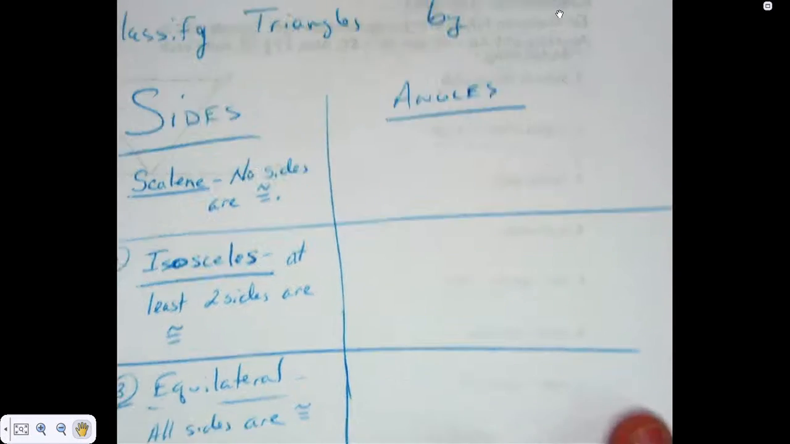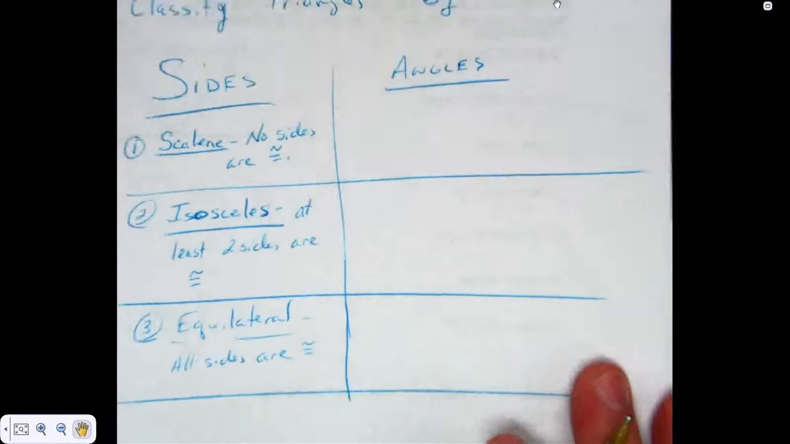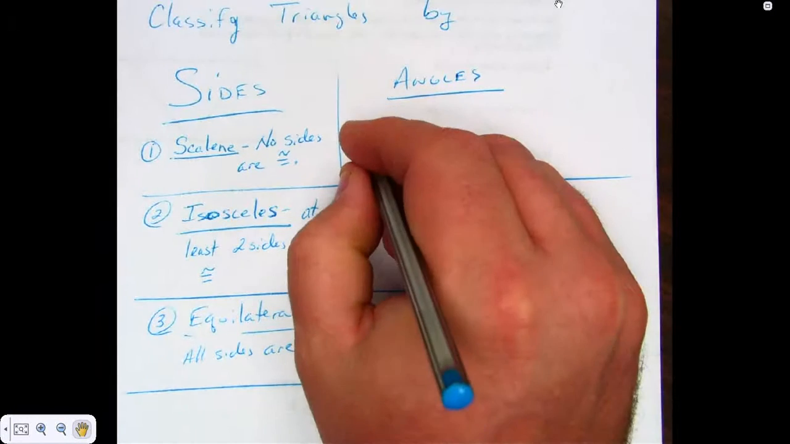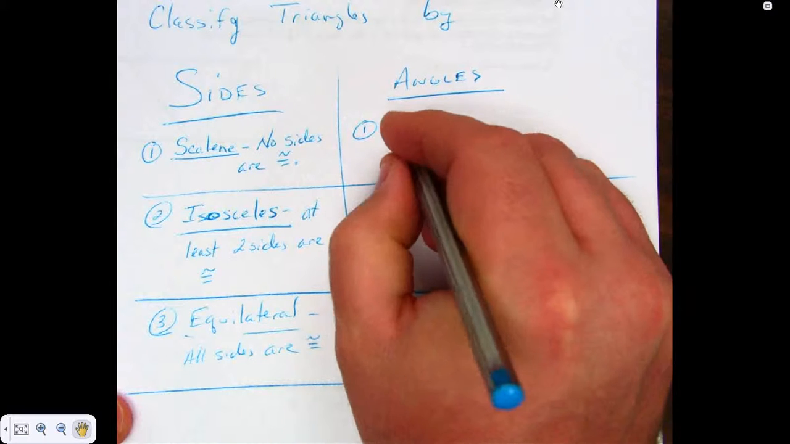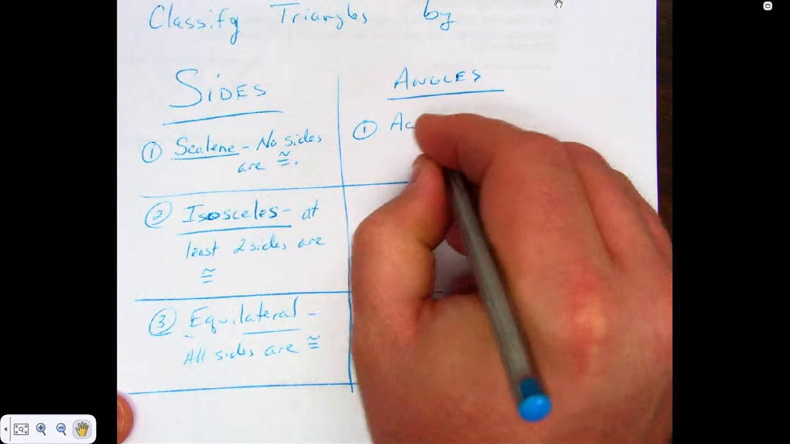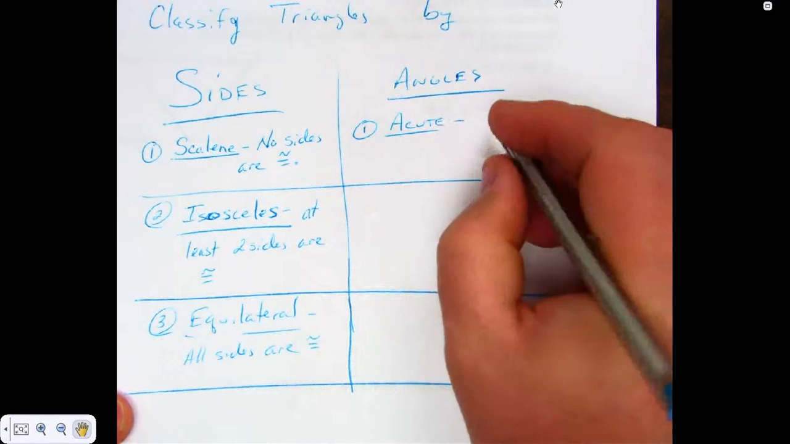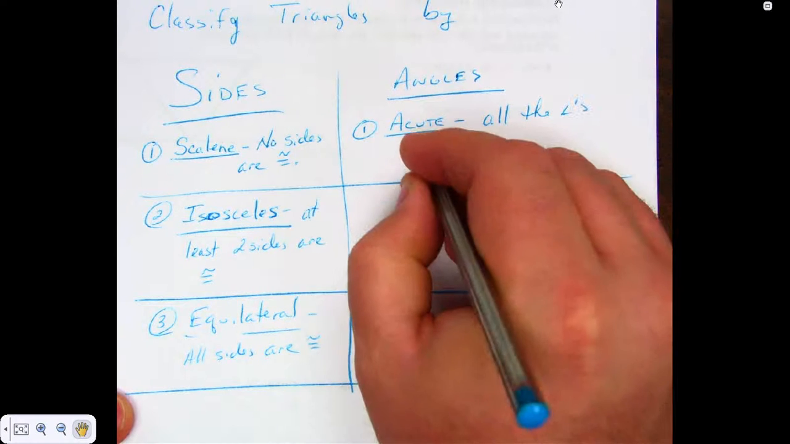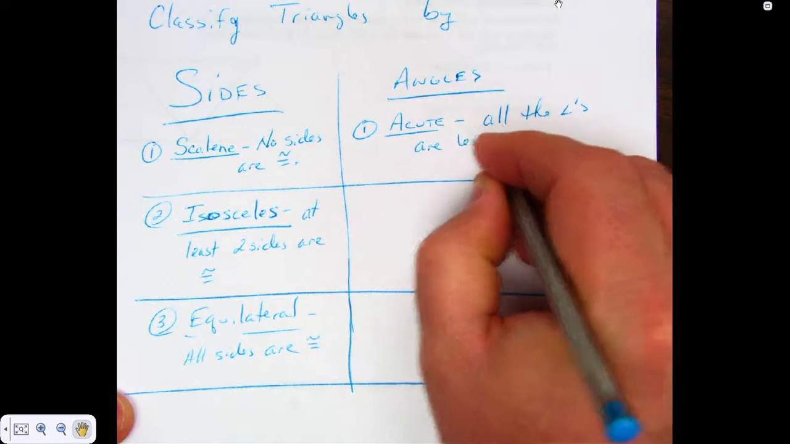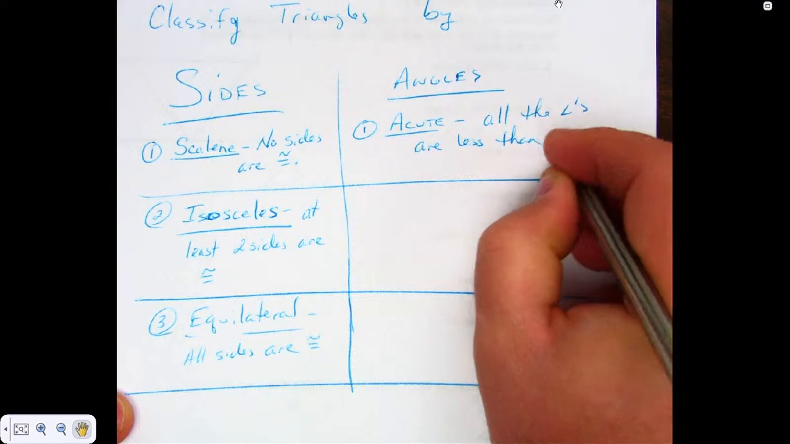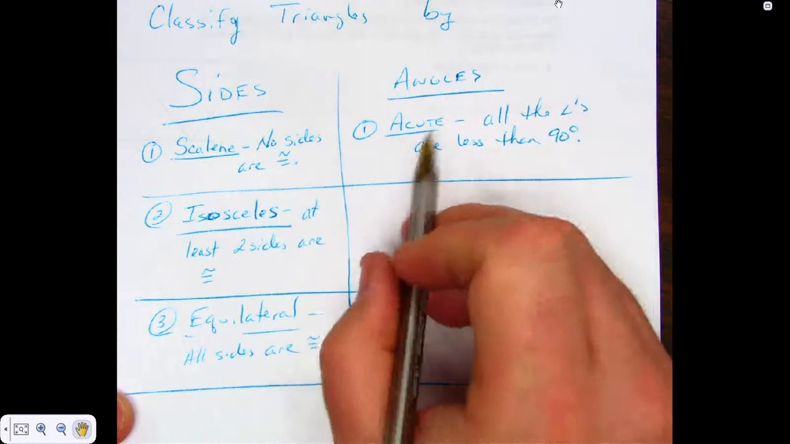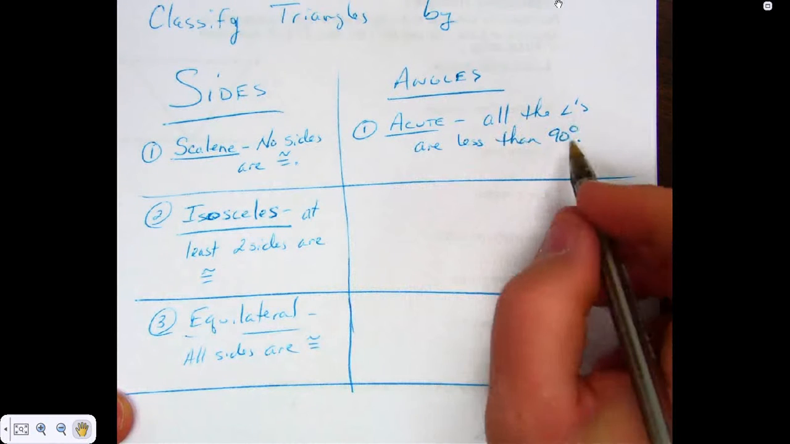How about the angles? Do you guys remember how we do that? How do we do that? A triangle can be acute. What does that mean? What it means is that all the angles are less than 90 degrees in measure. This is actually the only one where we're talking about all the angles.